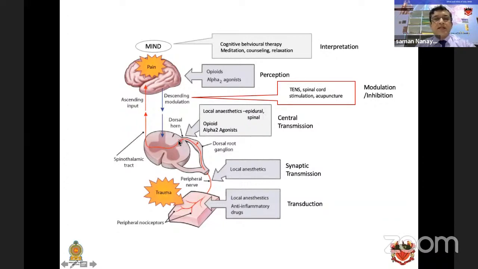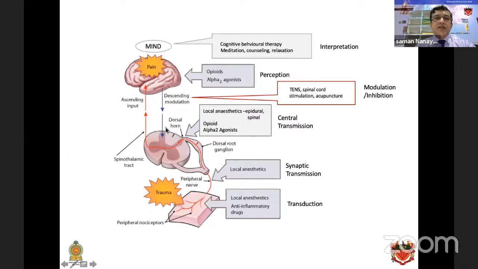The nerve impulses carrying pain cross to the opposite side of the spinal cord, and now ascend in the lateral spinothalamic tract. This is the ascending tract that climbs to the thalamus. From the brain, there are descending tracts coming to the spinal cord, and therefore these parts can be blocked with central transmission blockade by local anesthetics, like in epidural or spinal, or using opioids or alpha-2 agonists like clonidine.